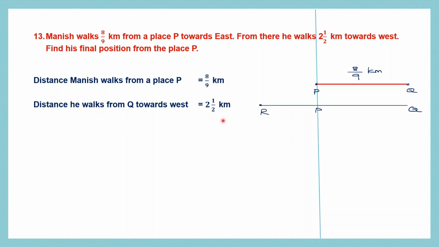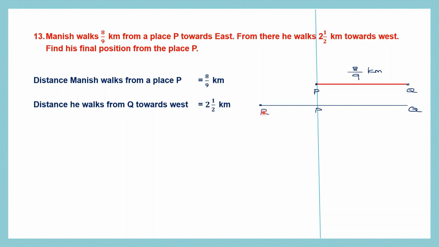So I hope you've understood this part, children. Manish walks from a place P. He has moved east to Q. He has covered 8 by 9 kilometers. Now from Q he is moving towards the west. He has covered 2.5 kilometers, which is more than 8 by 9. That's why we have passed this part and we have come here.